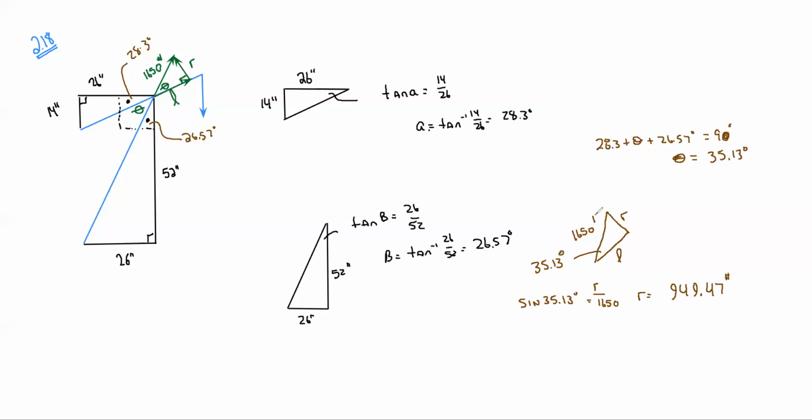Well, I left my units off all over the place, didn't I? And cosine, 53, nope, backwards. Cosine of 35.13 degrees is equal to L over 1,650. So L would be equal to 1349.12 pounds. That was our problem statement: calculate R and L.